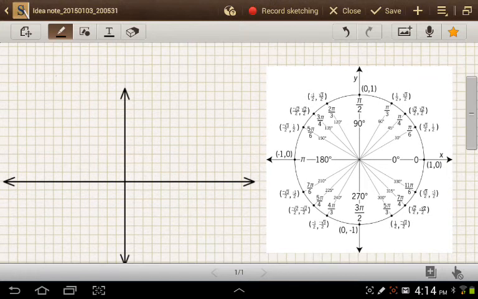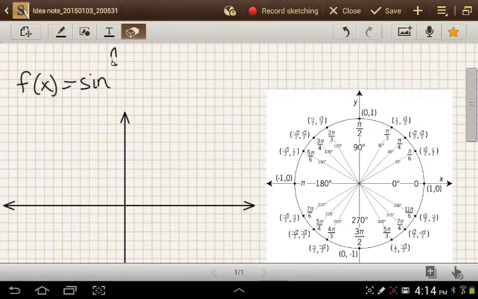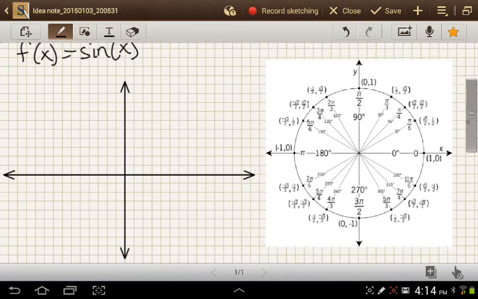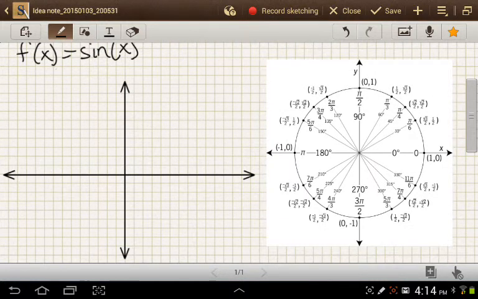Let's say I wanted to graph the function f of x is equal to sine of x. Okay, so the x-axis would be our angle theta, and our y-axis would be sine of theta. So to begin with, we know that the highest value of the sine function according to the unit circle is 1, and the lowest value is -1. So let's just label that on our y-axis.